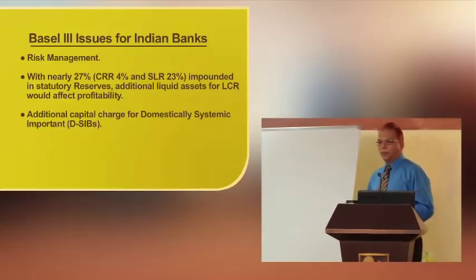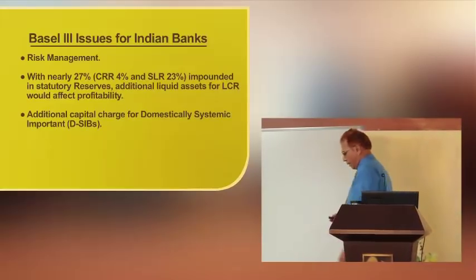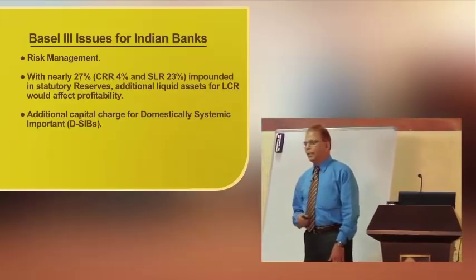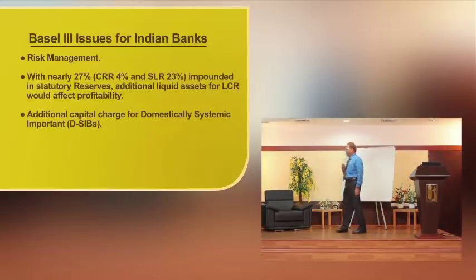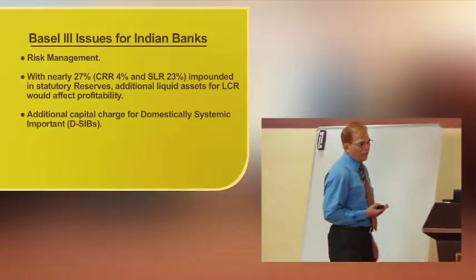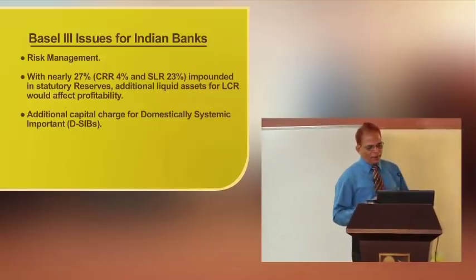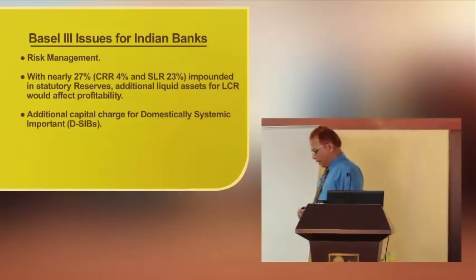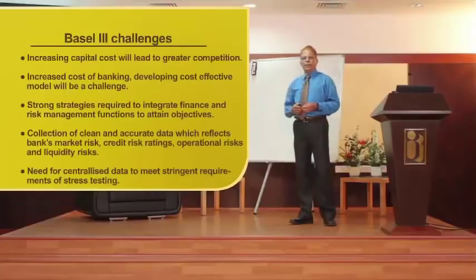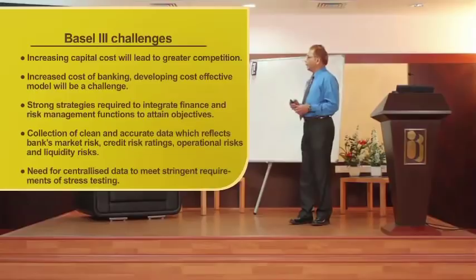With 27% CRR and SLR, a major portion is impounded in the statutory reserves and cash reserves. If these investments are not considered part of liquid assets, then will the banks be required to additionally maintain liquid assets to take care of the BCBS Basel norms? That's one thing. And there is additional capital charge for domestically systemically important banks. Again, some of the larger banks will have an additional capital charge.